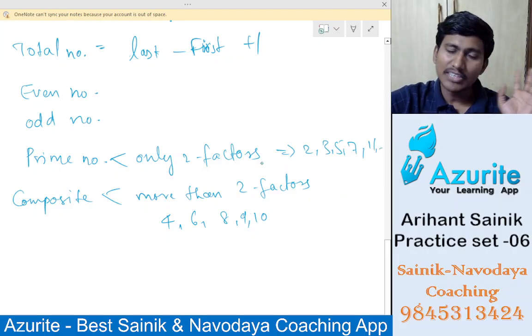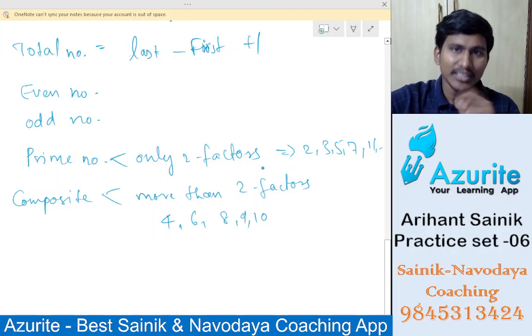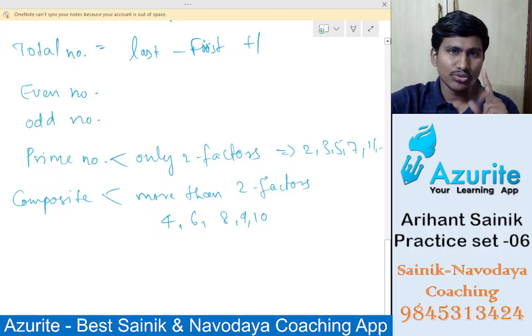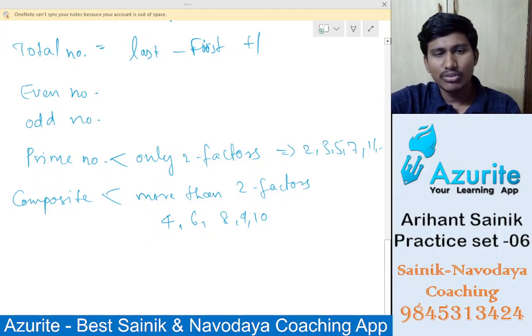Okay, till 100 how many total prime numbers are there? 25 prime numbers. The lowest prime number is 2, and that is the only even prime number. The smallest 2-digit prime number is 11, and the largest 2-digit prime number is 97. Okay, so those things we have to remember.